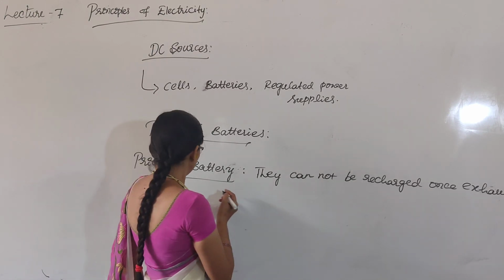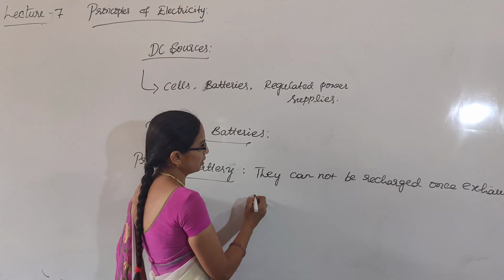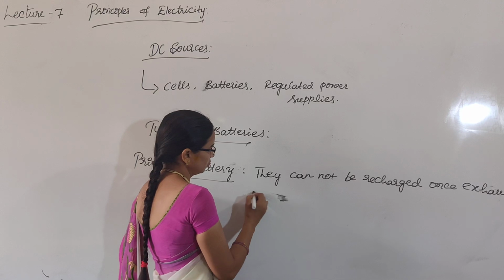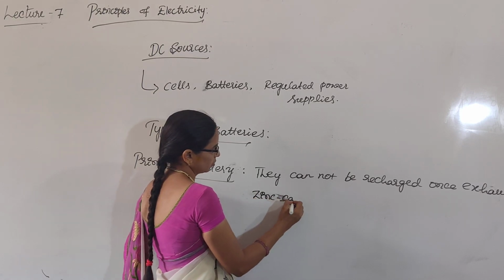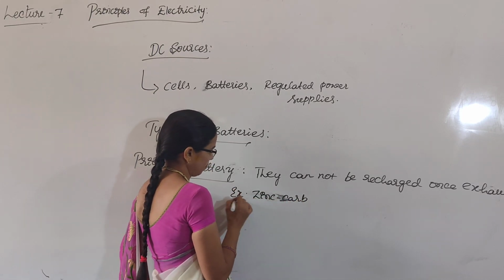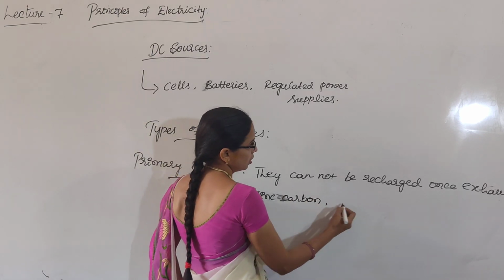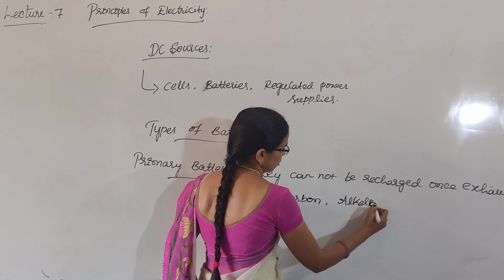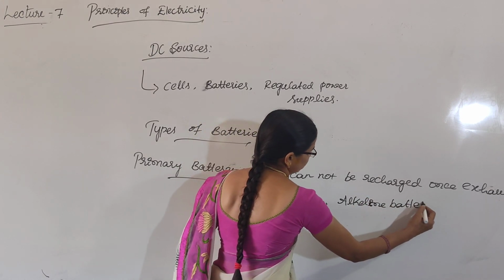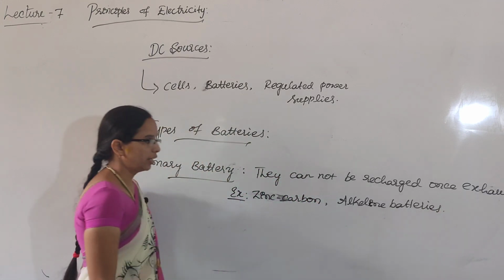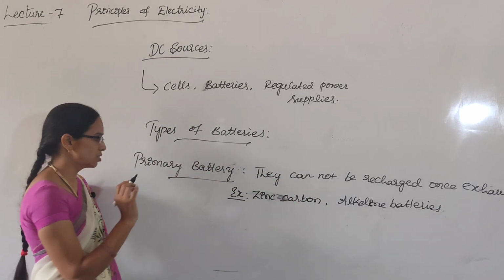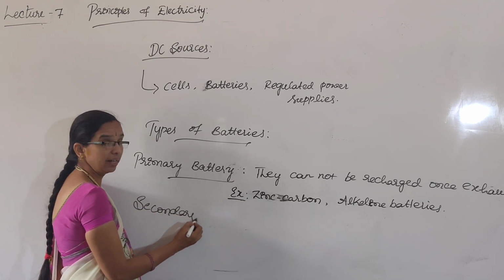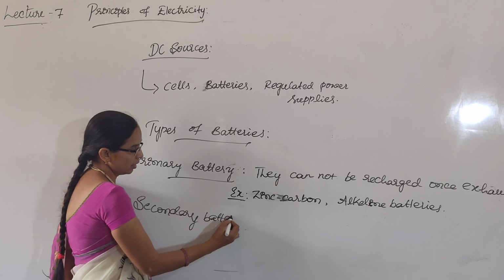So the examples for primary batteries are zinc carbon batteries, alkaline batteries, etc. That means it cannot be recharged once it is used. Whereas there is another type of batteries, those are secondary batteries. What are these secondary batteries?